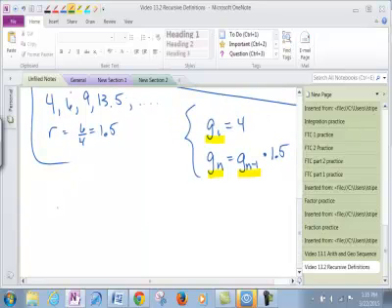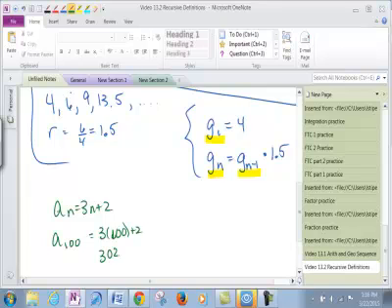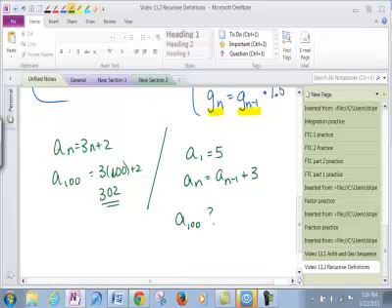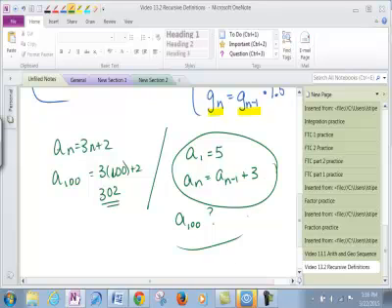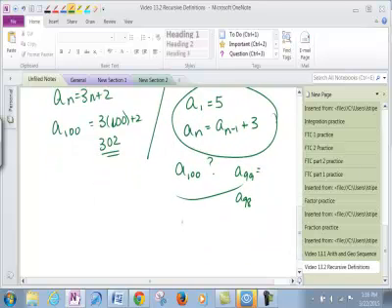So if I have the recursive formula, or let's start with an explicit formula, a sub n equals 3n plus 2, and I wanted the 100th term, because it's written explicitly, we can simply plug 100 in and say that 302 is our 100th term. If I have that same sequence written recursively, all right, so the first term is 5 and the nth term is the term before plus 3. If I wanted the 100th term, and I only knew the recursive sequence, well, I would first need to find the 99th term to add 3 to it. And in order to get to the 99th term, I would have to know the 98th term.